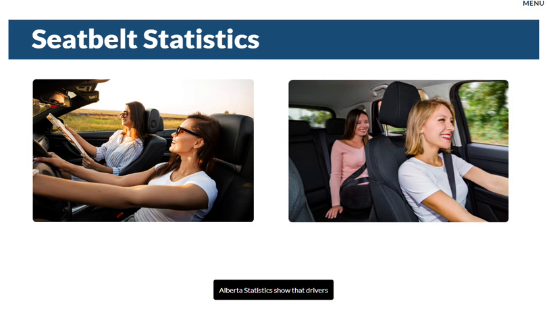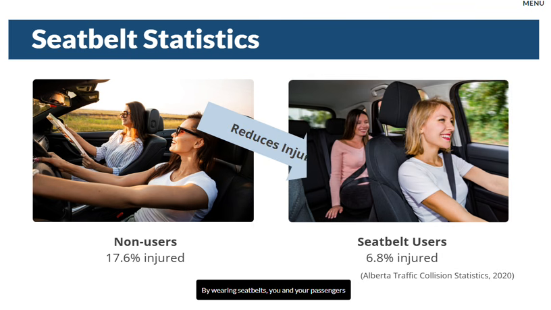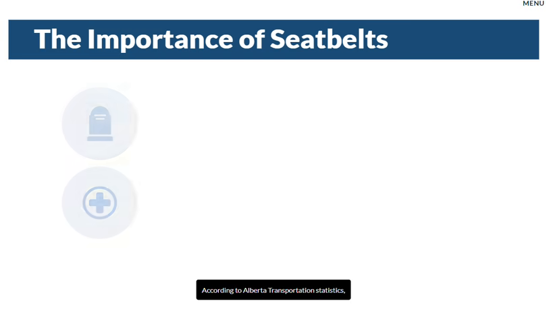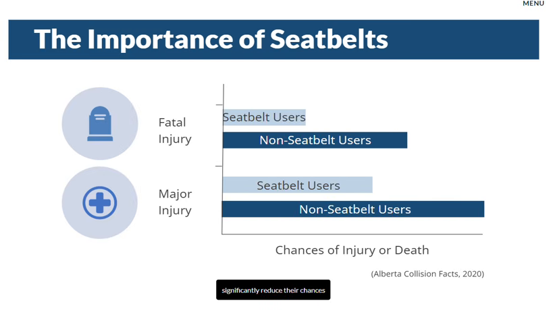Alberta statistics show that drivers and passengers who don't wear seatbelts are injured 17.6% of the time, while seatbelt users are injured 6.8% of the time. By wearing seatbelts, you and your passengers dramatically reduce the possibility of injury. According to Alberta transportation statistics, people who wear seatbelts significantly reduce their chances of injury or death in a collision compared to those who fail to buckle up. Compare this to non-seatbelt users whose fatalities and major injuries are significantly higher. It pays to buckle up.